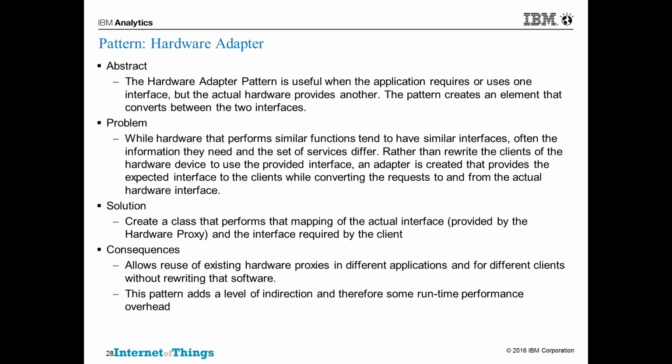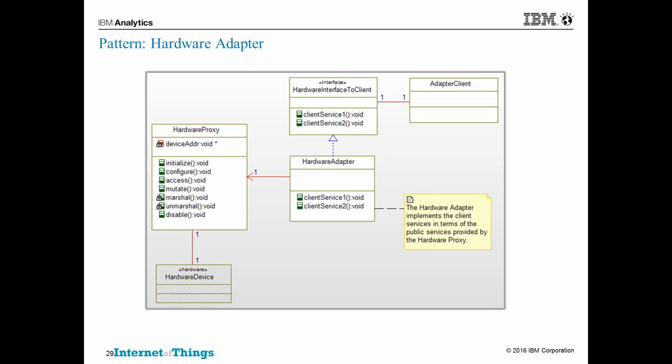So it allows reuse of existing hardware proxies in different applications and for different clients without rewriting the software, which is the main benefit. It does add a little bit of indirection, so there may be some runtime performance cost. So this is what the pattern looks like. The client, up in the upper right-hand corner, communicates via an interface, which is realized by this hardware adapter. The hardware adapter then references the actual hardware proxy, which is the actual device driver, to implement those services. And then the hardware proxy talks to the actual piece of hardware itself to perform the actual hardware services, like sense a value, move the motor, or whatever that might be.